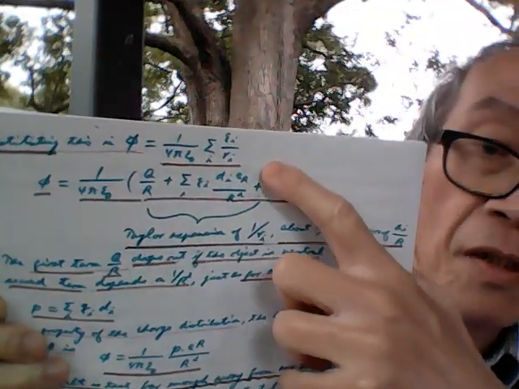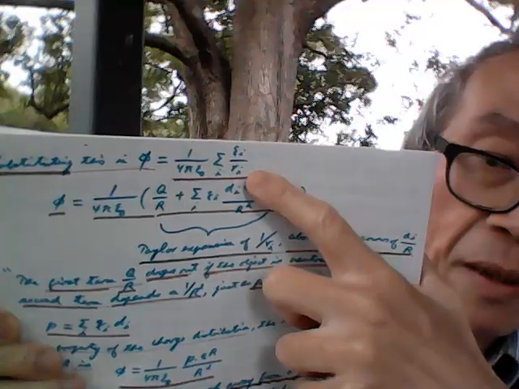Taylor expansion is just a mathematical method for calculating something like sigma Qi divided by Ri. And then Professor Feynman said, the first term, Q divided by R, drops out if the object is neutral.